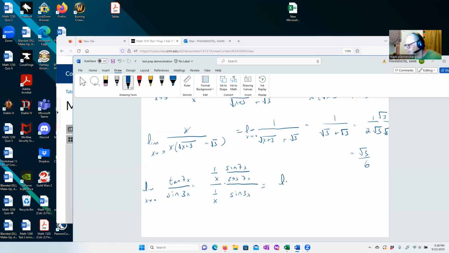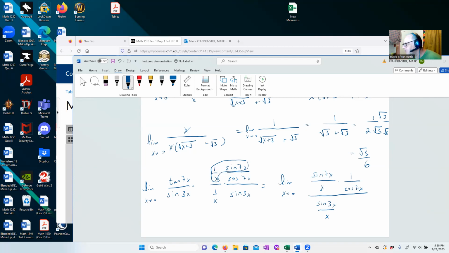Okay, so we have the limit as x goes to 0. What I'm going to do is group this sine 7x and this x here, and just leave the cosine off to the side. So I've got sine of 7x over x times 1 over cosine 7x. And this is divided by sine of 3x over x.